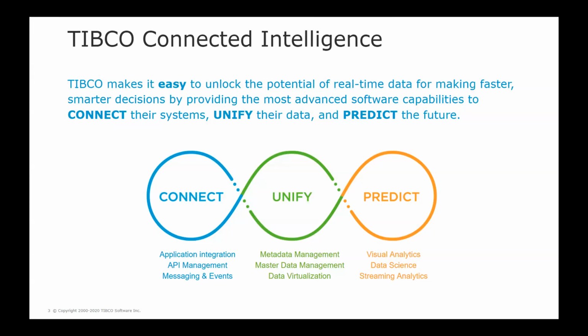These 3 product families, the first one is Connect. This pillar includes API management and integration, events and messaging, and process automation. The Unify pillar is our data management and virtualization area of expertise, and the Predict pillar is the analytics and data science capabilities or product family.